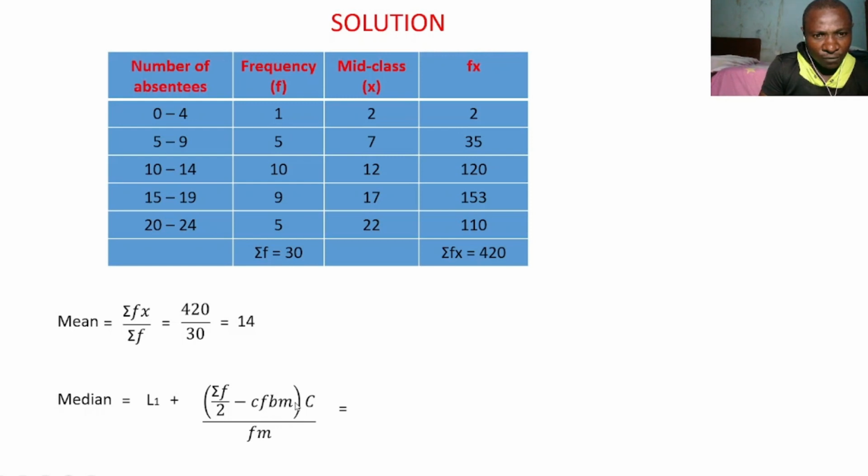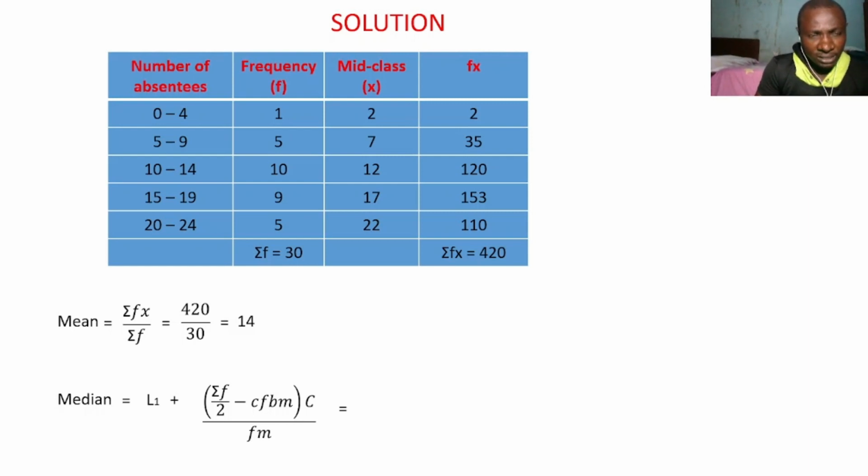Our cumulative frequency before the median class means the addition of all the frequencies before the median class. Remember that this is the median class, so the frequencies before it are just 1 and 5. Added together, it will give us 6, meaning our cumulative frequency before the median class is actually 6. Also keep that value at the back of your mind. Now our C, which is our class width, is just the difference between either the upper class limit or the lower class limit of two classes that are consecutive, or two classes that are very close to each other.